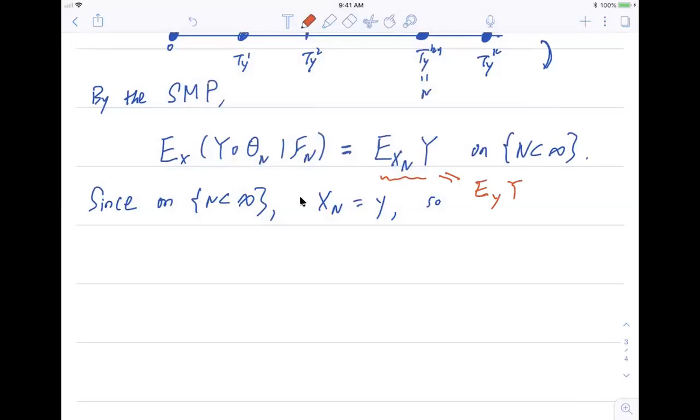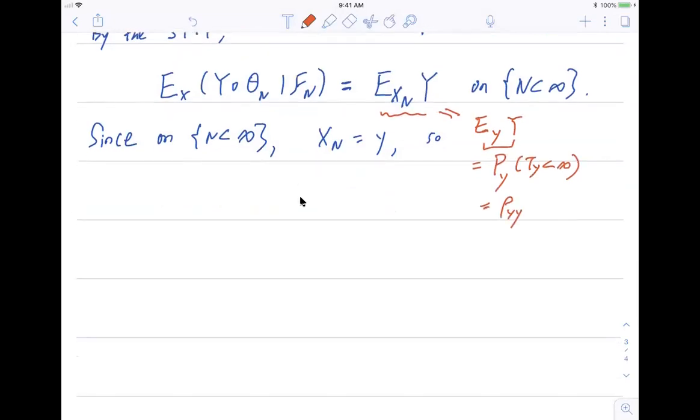So what does this mean? By the definition of y, this just means you start from y and you return to y at a positive time. By our shorthand, this is just rho_y, okay? So let's just write it like this.